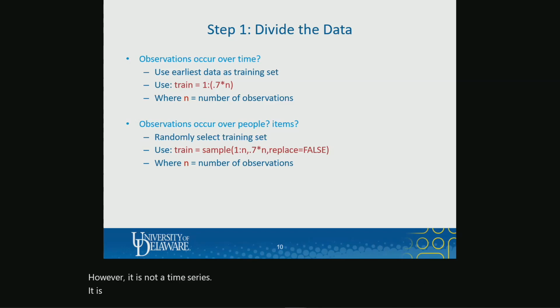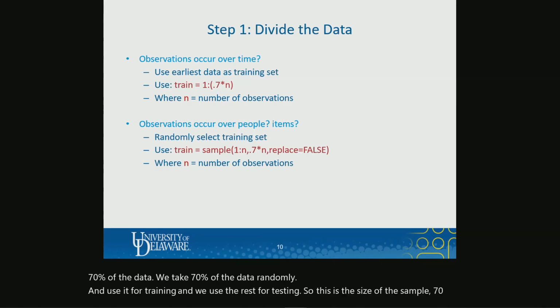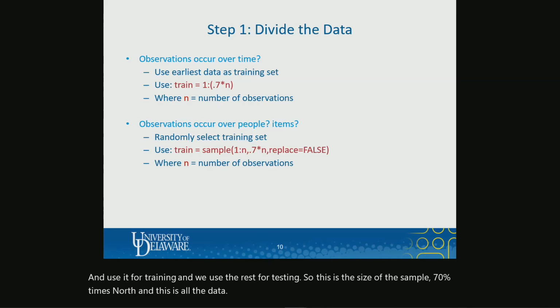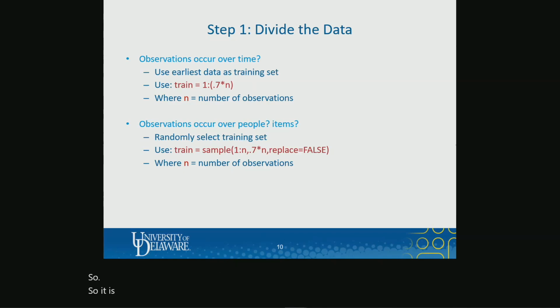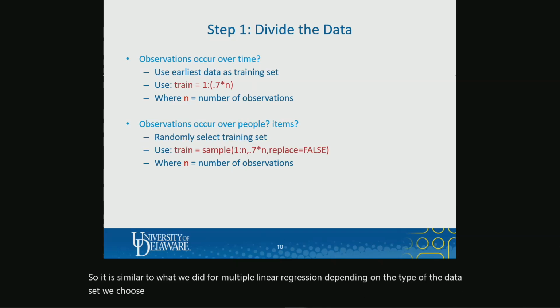It's people. So what we do is that we take a random sample. We select a random sample of the data and use it for training. 70% of the data, we take 70% of the data randomly and use it for training, and we use the rest for testing. So this is the size of the sample, 70% times n, and this is all the data. So it is similar to what we did for multiple linear regression. Depending on the type of the data set, we choose one method and we split this data into a training and a test set.